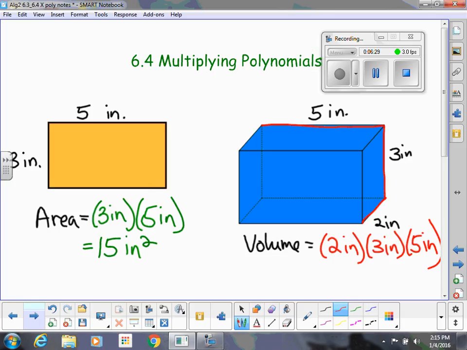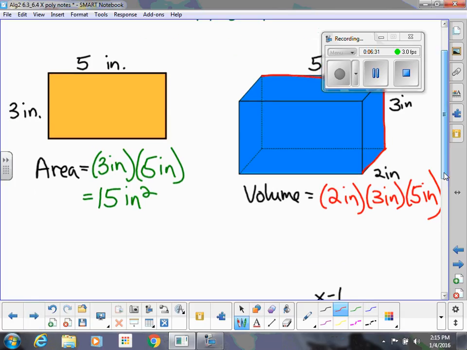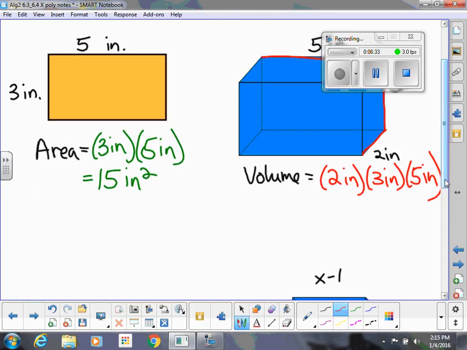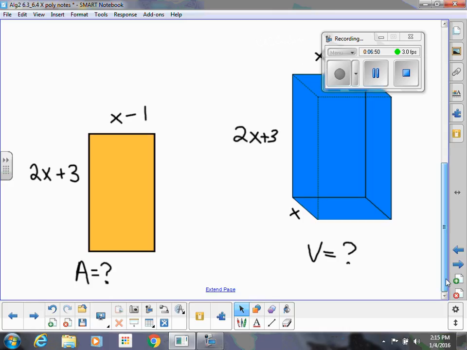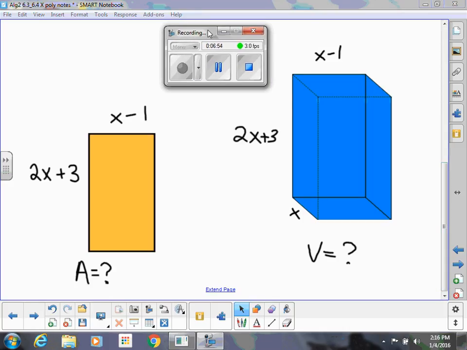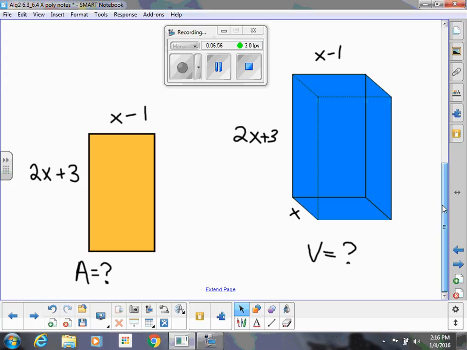Okay, so that's just doing 2 inches times 3 inches times 5 inches. Okay, so if we multiply all of those together, 2 times 3, that's 6, and then 6 times 5 equals 30, and then I would have inches cubed because there's 3 inches there. Okay, but how does this deal with polynomials? Well, all the time we don't necessarily know the dimensions of a square or of a prism. So that's where the multiplying polynomials comes into play.